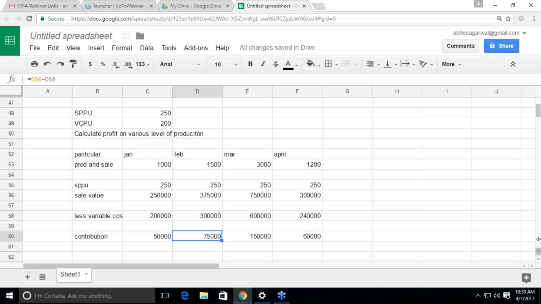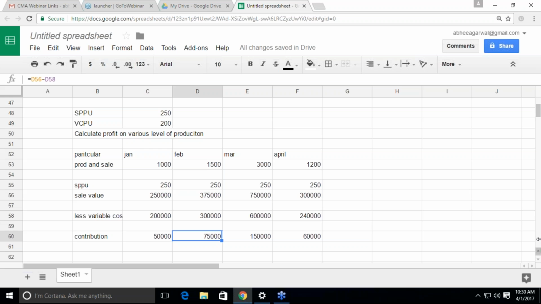Why have we used the word contribution? Contribution means profit contributed by each unit. So 1 unit we purchase for 200 and sell for 250. That is our gross margin. Now all our expenditure should be met out of that 50 rupees per unit.